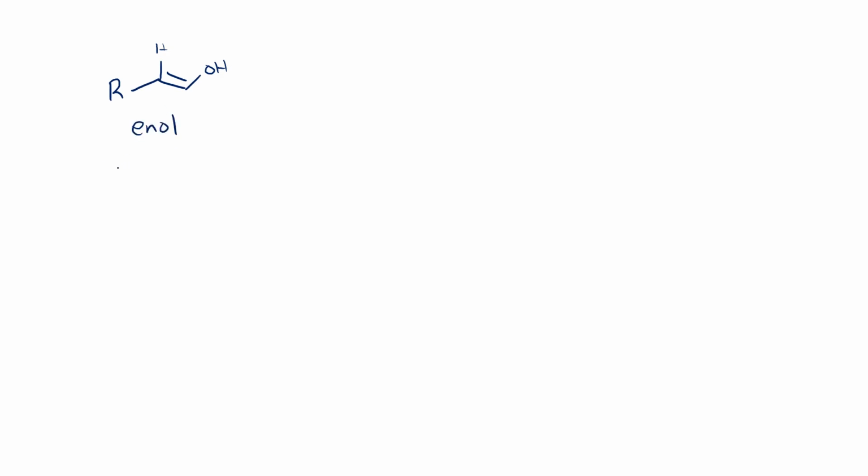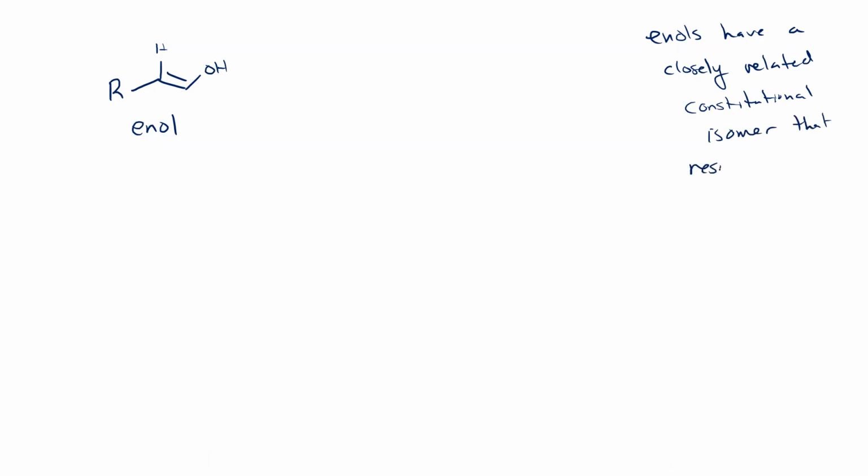Enols have a closely related constitutional isomer that results from the resonance form of their conjugate base.